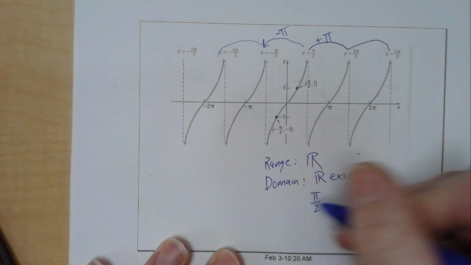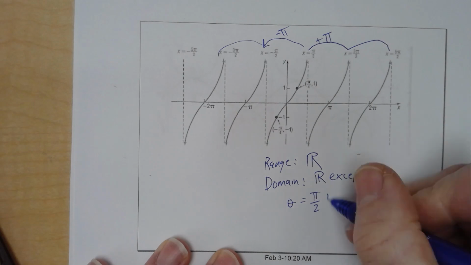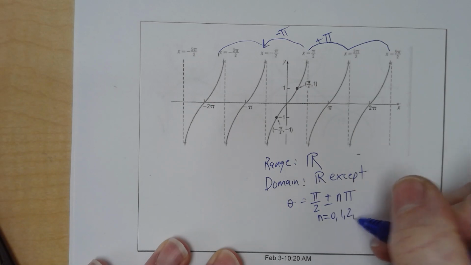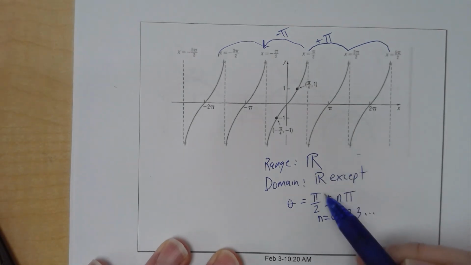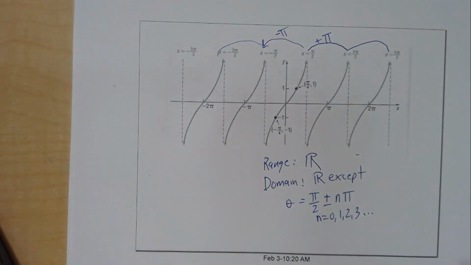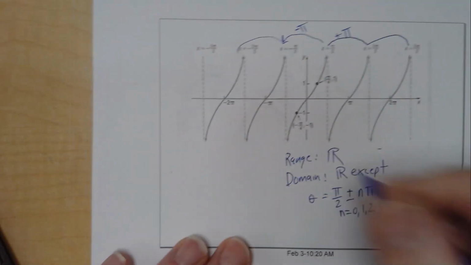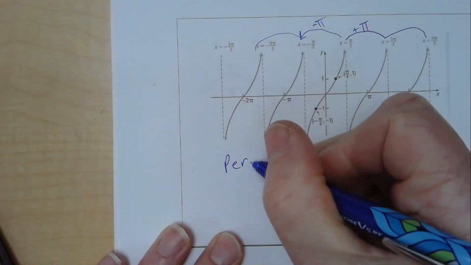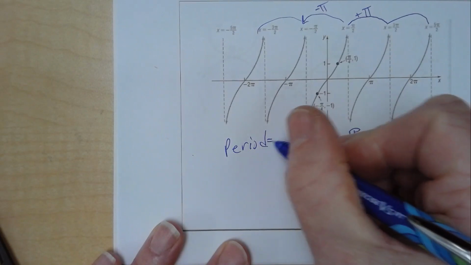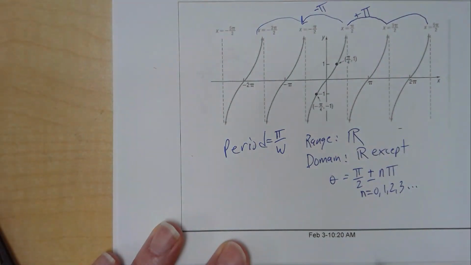So what we do is we say, except for theta equals pi over 2 plus or minus n pi, where n is the whole number 0, 1, 2, 3, and so on. So you can go forward 3 pi's or backwards 3 pi's or whatever. Those are all the places where it blows up. That's the tangent curve. But again, it makes a snaky curve, and it keeps repeating that little bit. The period of this is shorter because it repeats itself not every 2 pi, but every pi. So the period is pi over omega instead of 2 pi over omega.